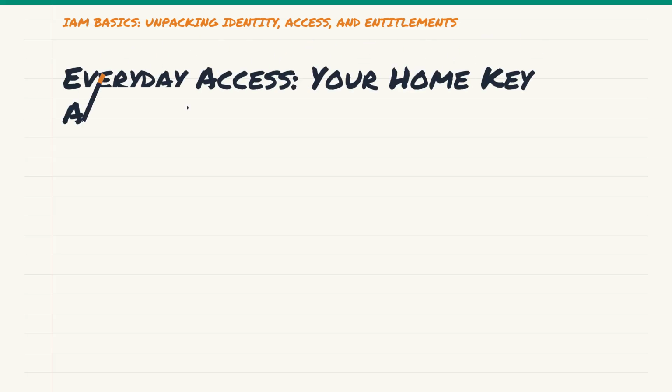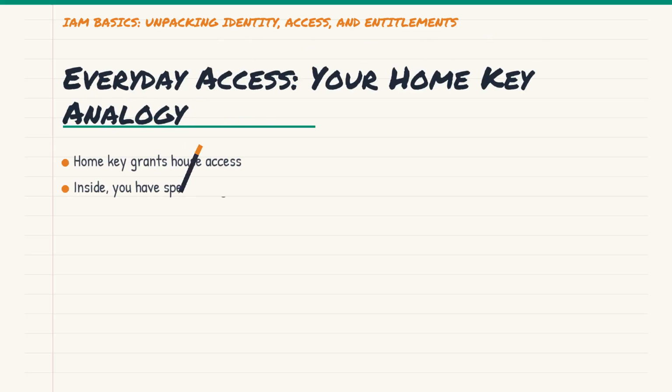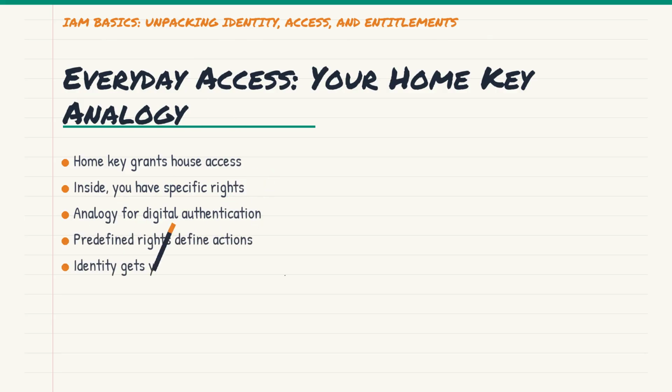Let's use a simple analogy: your home key. Your key grants you access to your house. But once inside, you have certain access rights. You can open the fridge, turn on the lights, or watch TV. However, you probably don't have access to change the wiring in the walls, right? That would require an electrician. The key is authentication, and what you can do inside is your access. In the digital world, it's the same principle: proving who you are. Identity gets you in, and your predefined rights determine what you can do, access.